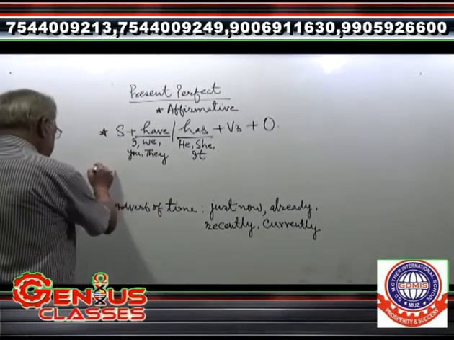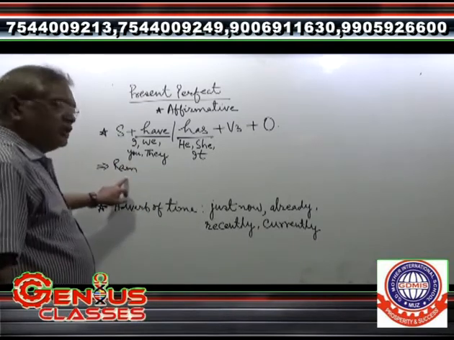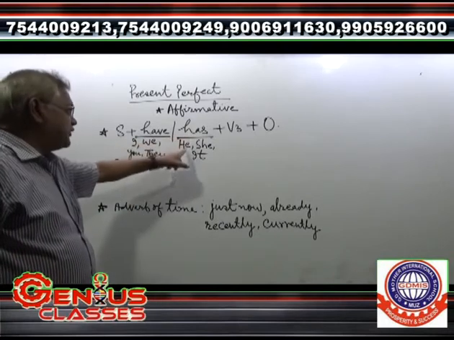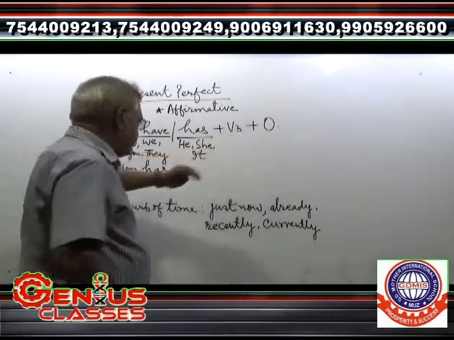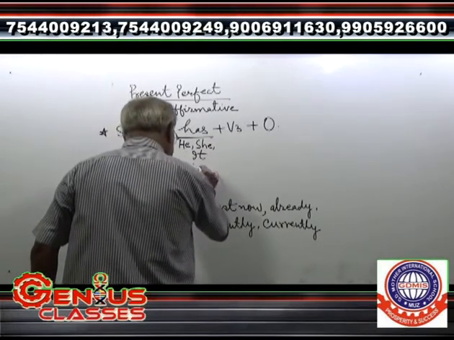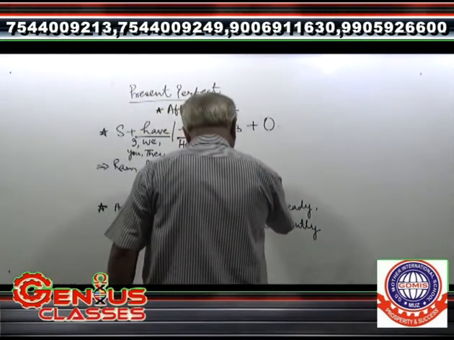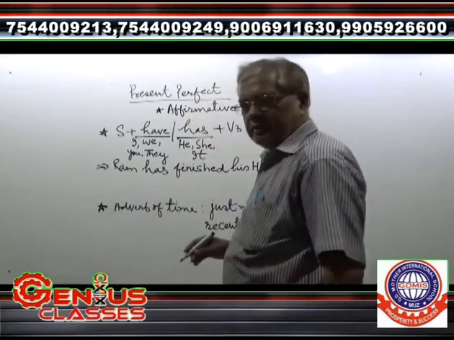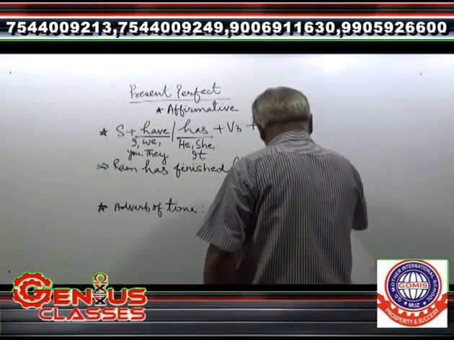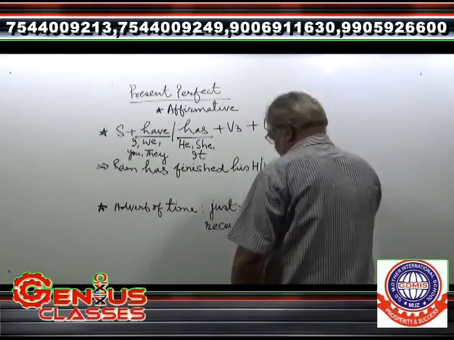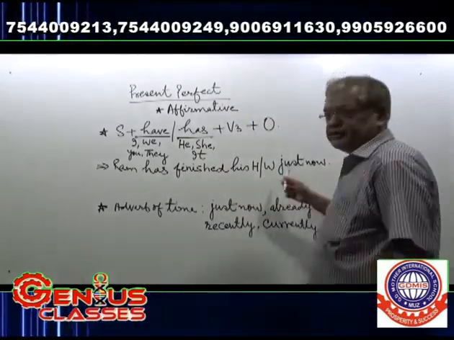So for example, Ram is the subject. Which helping verb shall we use? That is "has". Ram has, then the third form of the verb, that is "finished", then "his homework", and any adverb of time may be used, that is "just now". So, Ram has finished his homework just now.